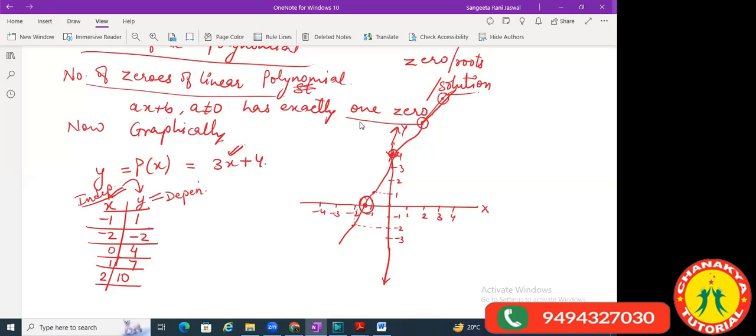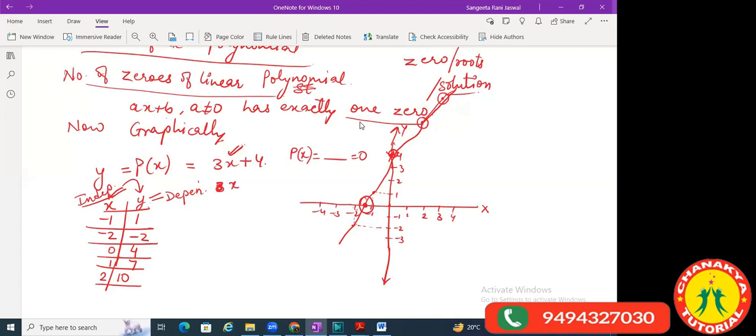That is somewhere between -1 and -2. So this point lies between -1 and -2. So we can say that this has exactly one solution. What do you mean by solution? That means the answer, the final product: that point for which, when I put the value, the value of the equation will become 0. So now how will I get this point?